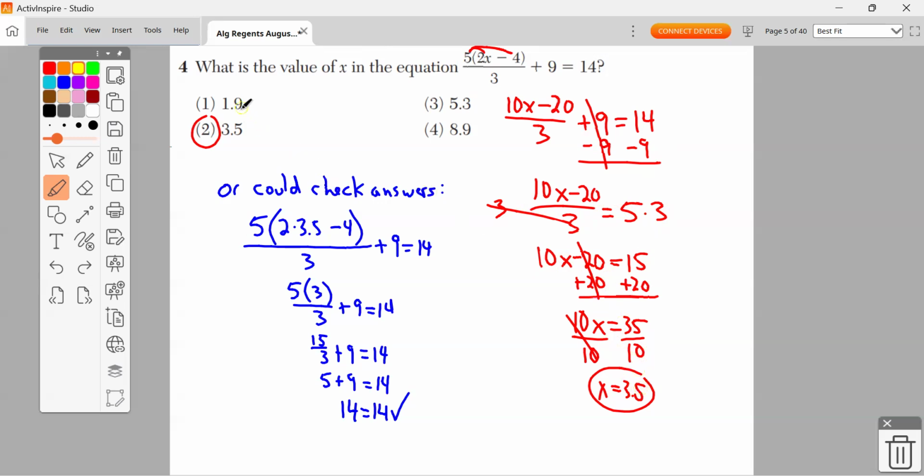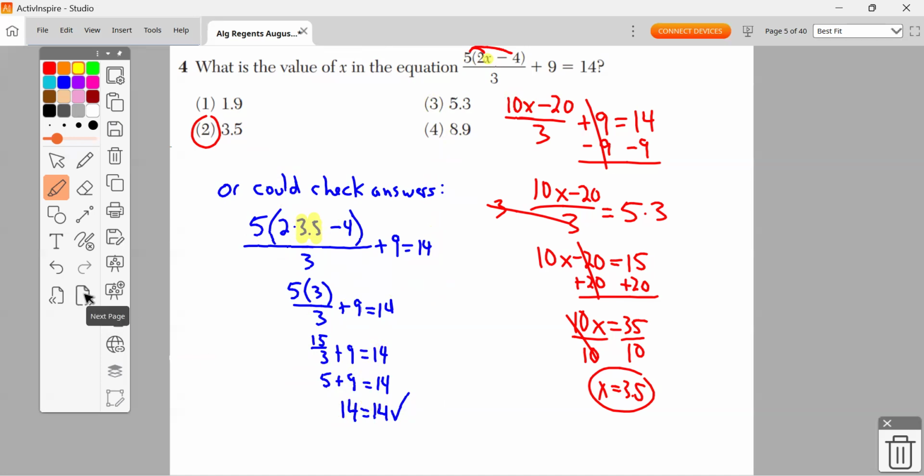The other way to do it is to take each answer individually and sub it in. So if we take the 3.5 and we sub it in for x into the equation, we can just do a check. Once you crank through the answer here, if you end up with the same number on both sides, that means the answer works. That means it checks. So that's the answer. If you plug in a 1.9, or a 5.3, or the 8.9, you'd not get the same answer on both sides.